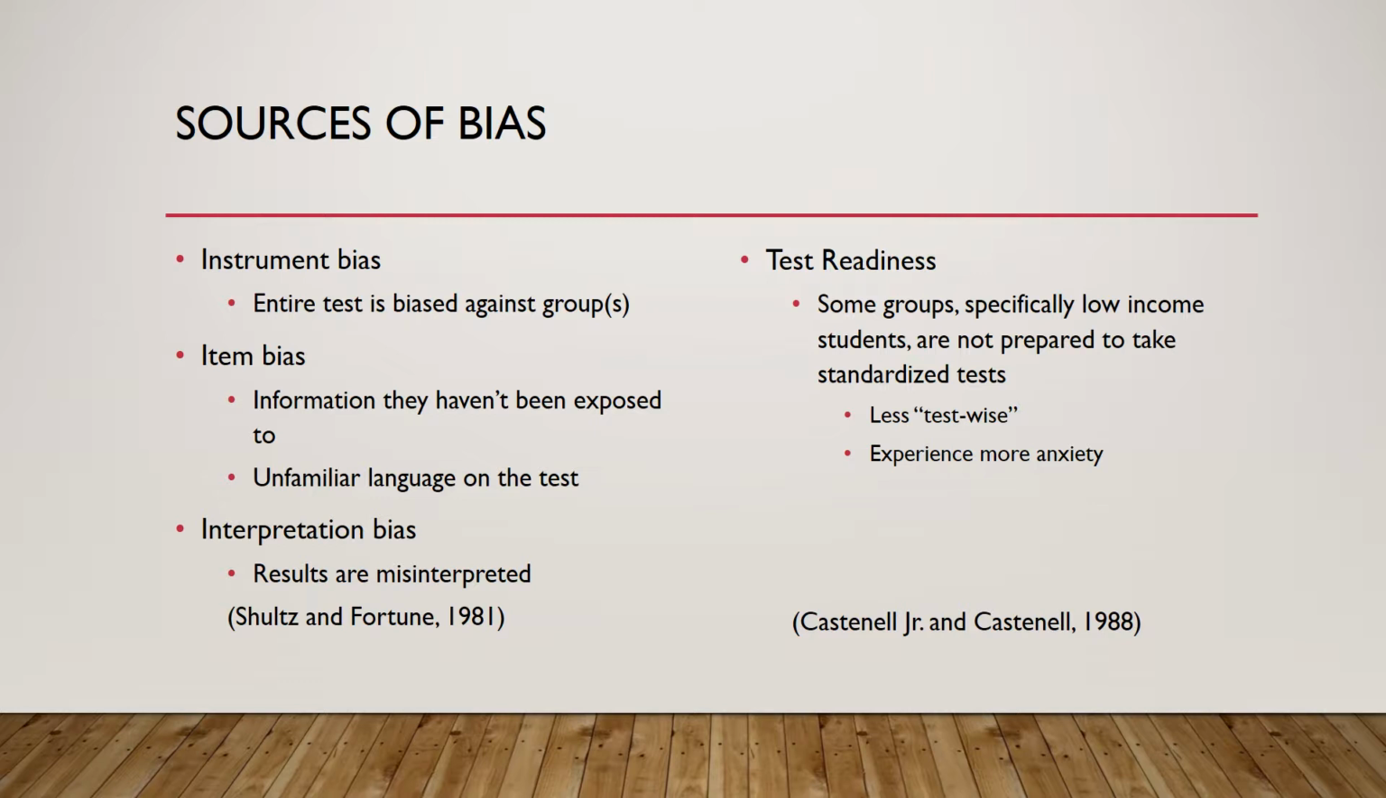Castenell Jr. and Castenell talked about test readiness as a form of bias, and they talked about how some groups, specifically low-income groups, are simply not prepared to take standardized tests. These students don't have a lot of experience, so they're thought of as less test-wise. These students also experience more anxiety when taking their tests. And then in some cases, these students just simply don't take standardized tests that seriously because they view it as a small part of assessing what they know overall.